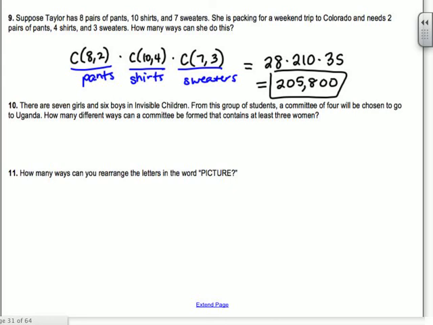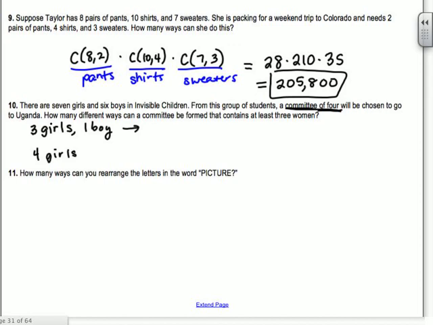All right, so we want at least 3 women. So that means, if there's a committee of 4, we could have 3 girls and 1 boy, or we could have all 4 girls, right? So we need to find the number of ways for both of those outcomes. Does that make sense? Those are all the possible outcomes.